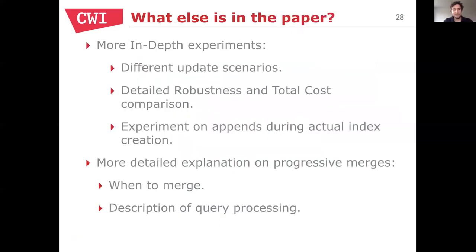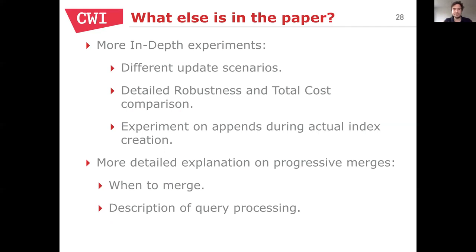In the paper, we explain many more points in more detail than in this presentation. As I quickly showed one of the experiments, the paper has many more experiments with different data sizes, frequency of updates, and update sizes. You can also find a more detailed explanation of the comparison on robustness and total cost. There are also experiments on appending during the progressive index creation to understand how updates might affect the execution if they start happening from query 1. And a much more detailed explanation of the progressive merge algorithm, going into more depth on query processing and when to merge pieces.